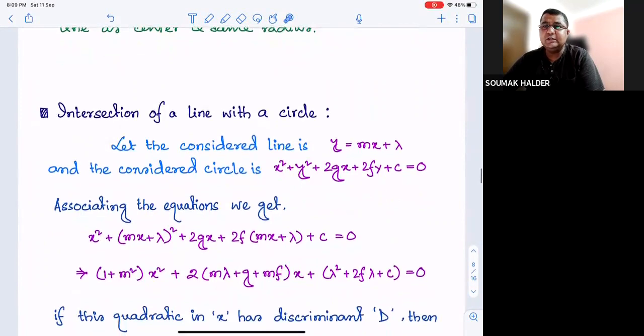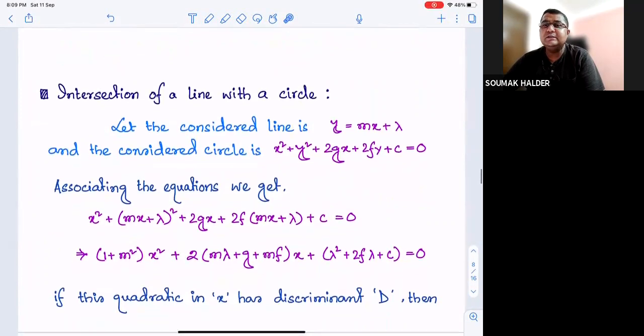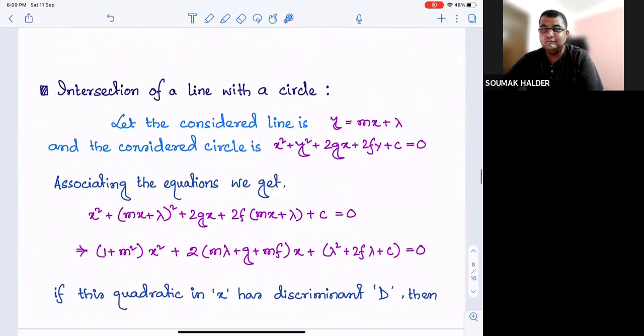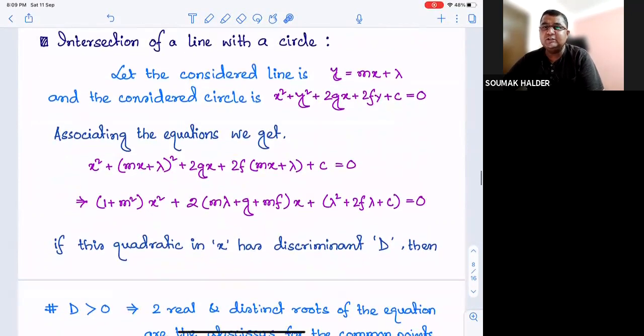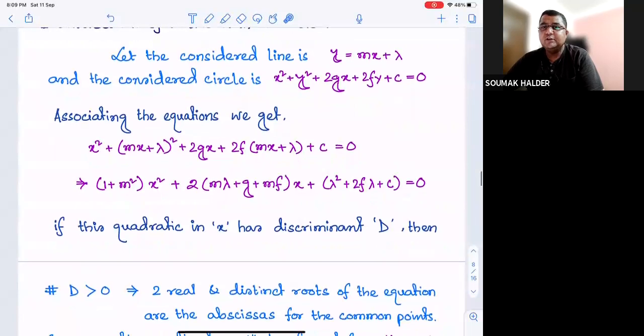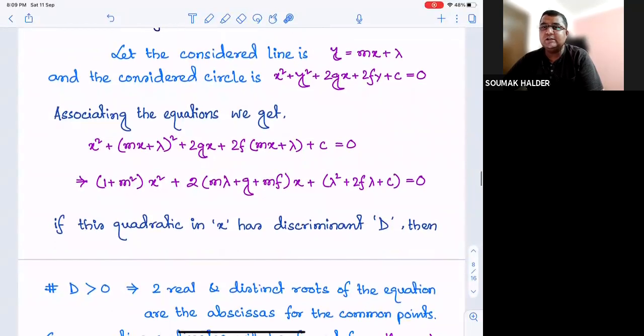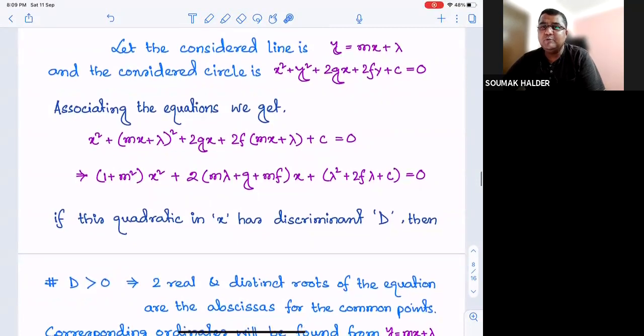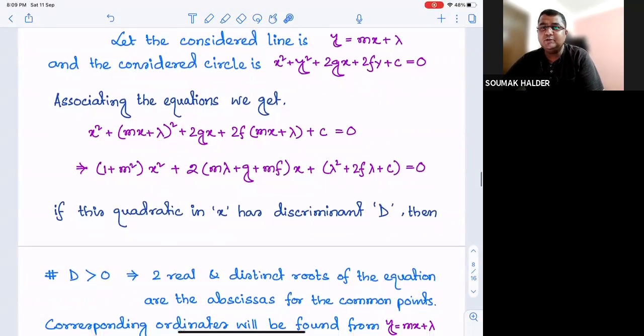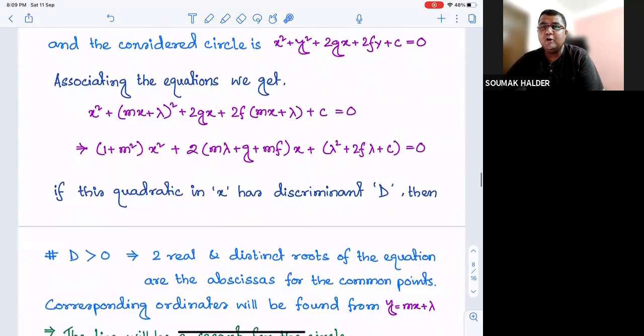Let us consider this equation has discriminant capital D. Now, if we have capital D, that is the discriminant, positive, then we will get two real and distinct roots of the equation, and they will be the abscissas for the common points. Corresponding ordinates we can find by substituting these abscissas in the relation y is equal to mx plus lambda.